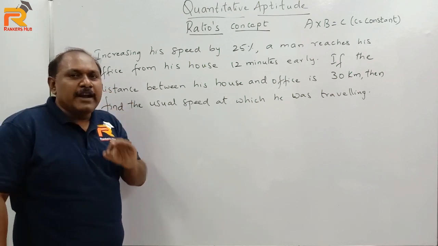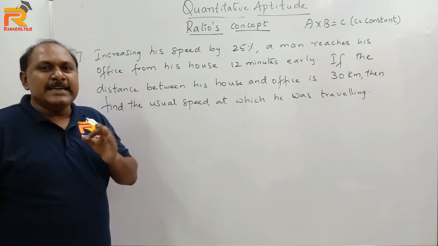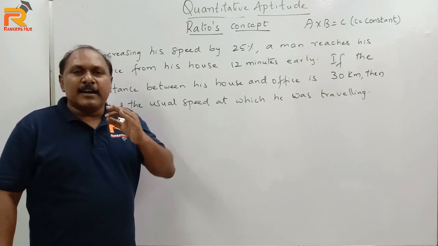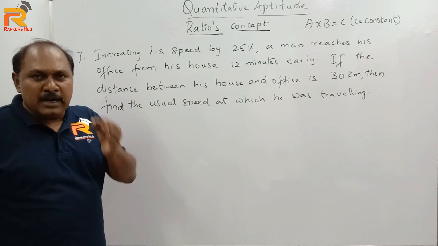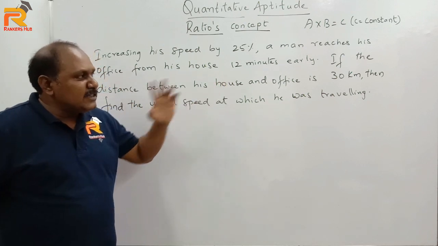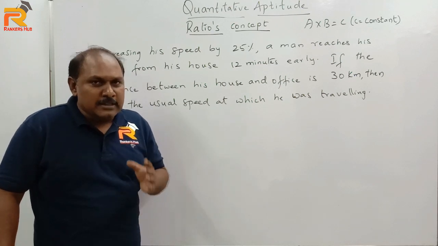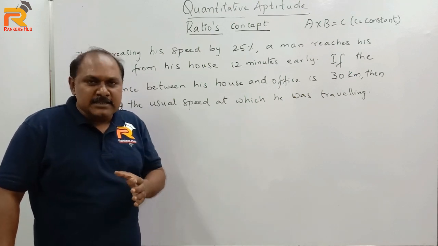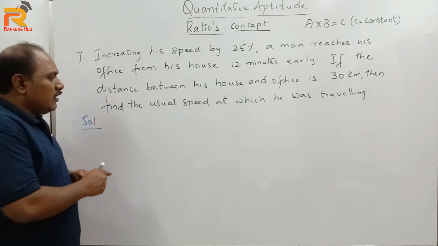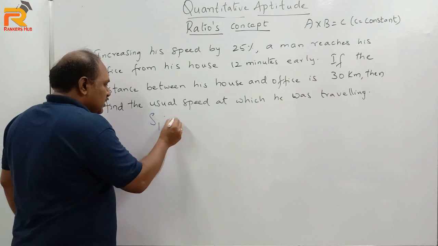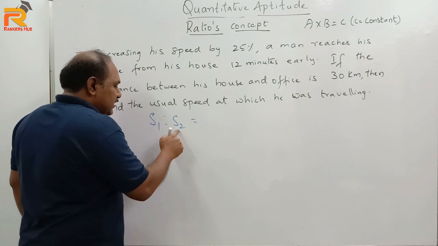Definitely if you want to find his usual speed, first of all we must know what is the time he is taking to reach his office traveling at his usual speed, because we know that speed is nothing but distance by time. Distance is already given as 30 kilometers, but we do not know what is the time. That is, what is the time he takes traveling at his usual speed. Now let us start. Because we do not know his usual speed, I assume his usual speed is S1 and the new speed is S2.